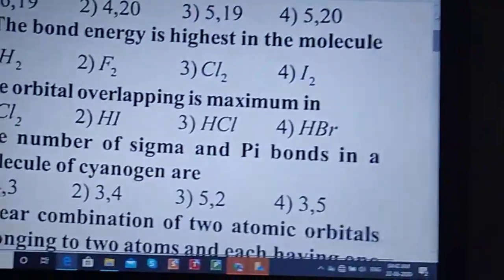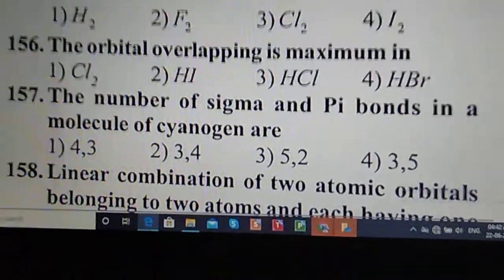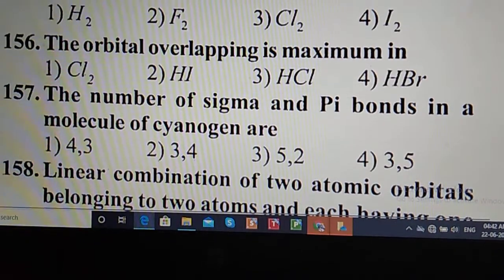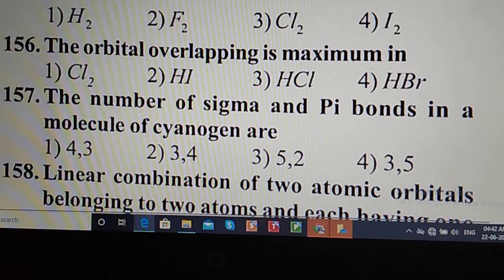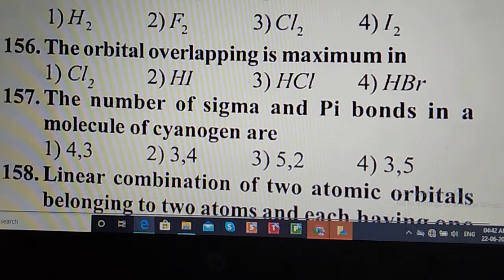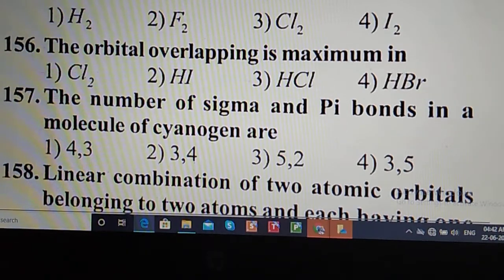The problem number 156. So what is the problem, student? One second, student, let me check. The orbital overlapping is maximum in. Okay, so maximum overlapping is in which molecule? Let us check out, student. So here is 156, student. Maximum overlapping, they are asking: Cl2, then HI, then HCl, then HBr.